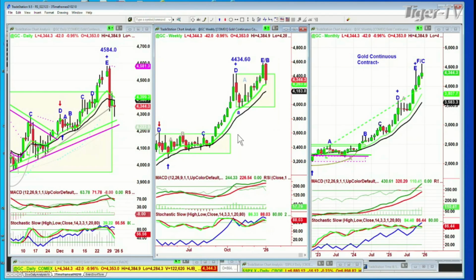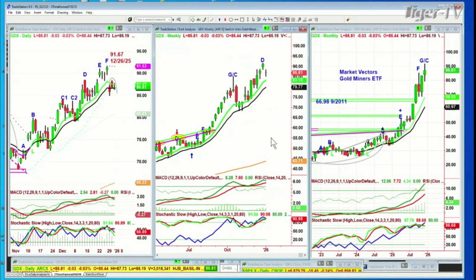So that high that was made the week of 24th of October, we went higher. We went to 45.84. It's quite a bit higher, but look at this. It didn't hold for more than one bar, and now we're back below it. So I'm watching this as a failure pattern. Most importantly, let's go to the GDX, and I'll see what I'm looking at.